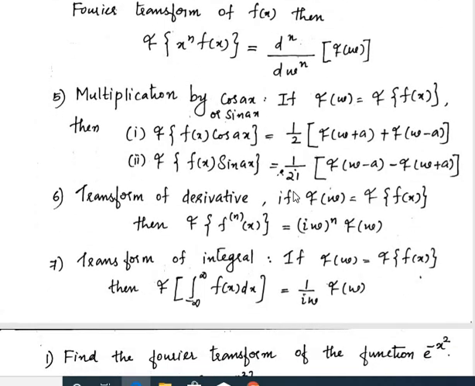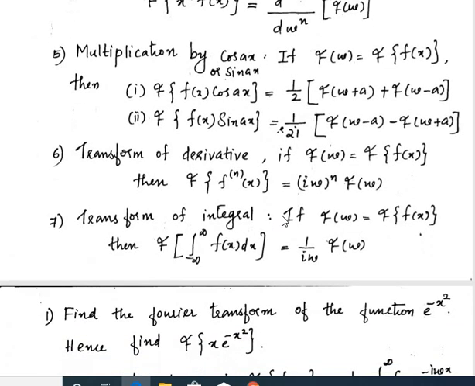Similarly, the fifth one is multiplication by a cosine or sine term. If we know the Fourier transform of a given function, then the Fourier transform of the function multiplied with the term cos a x is easily obtained by half of F of omega plus a plus F of omega minus a. That is, first we find the Fourier transform of f of x, and in this answer replace omega by omega plus a and replace omega by omega minus a. Then add the two and divide the answer by 2. Similarly, if it is multiplied by a sine term, find the Fourier transform, first replace omega by omega minus a, then omega plus a, then subtract and divide by 2i.